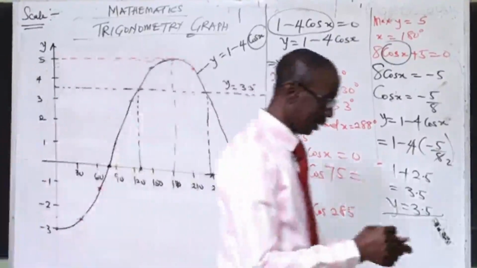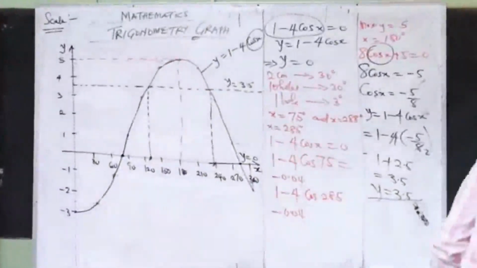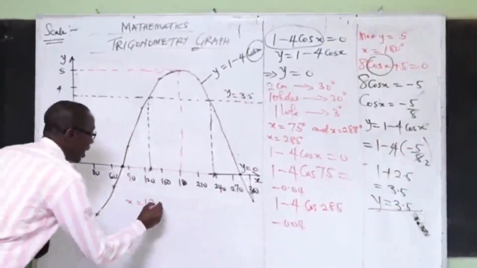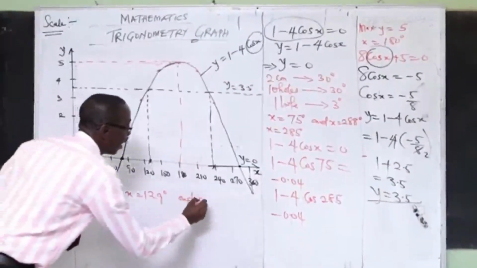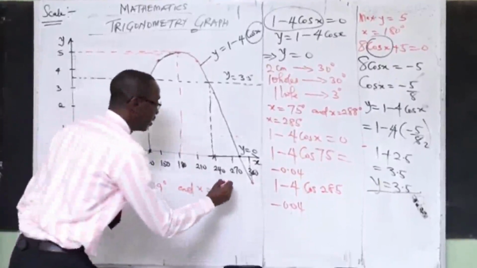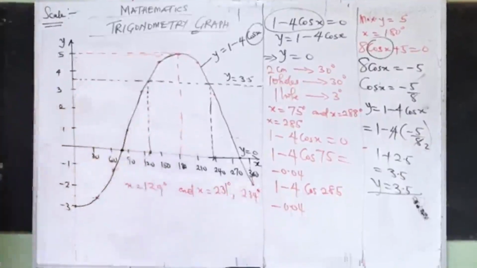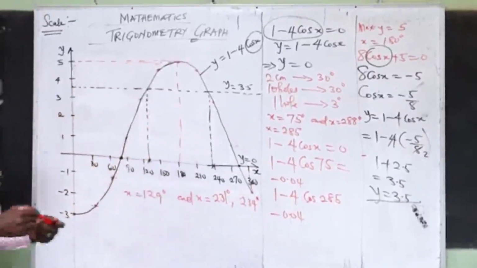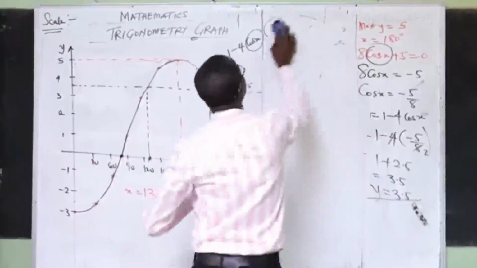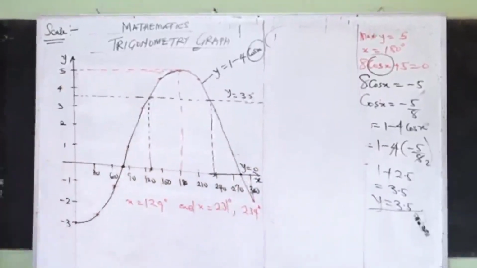Who is helping me this time around? Somebody is saying the answer to that is x is equal to 129 degrees and x is equal to 231. Somebody else is saying 234. Which one are we taking? Can we test our answer now? Please, I hope we are still together. Yes, class, I hope we are still together. Yes, sir. Great.